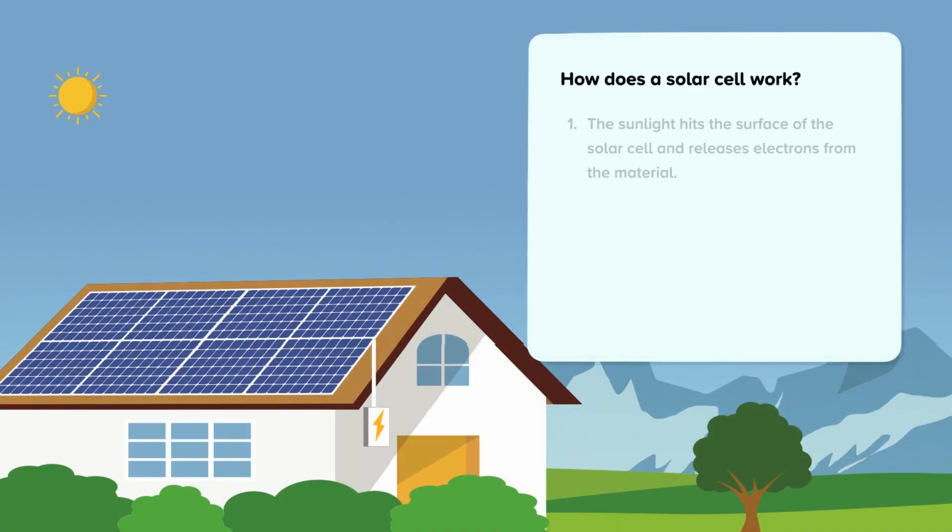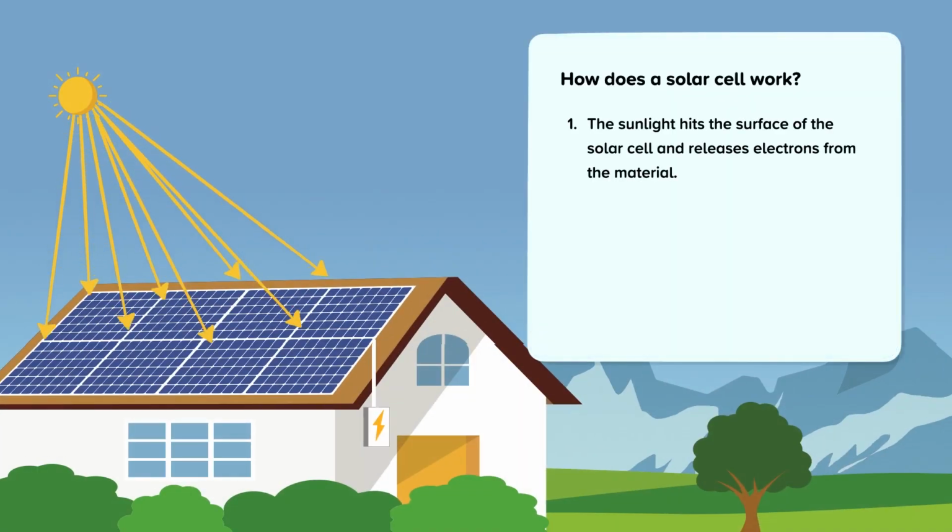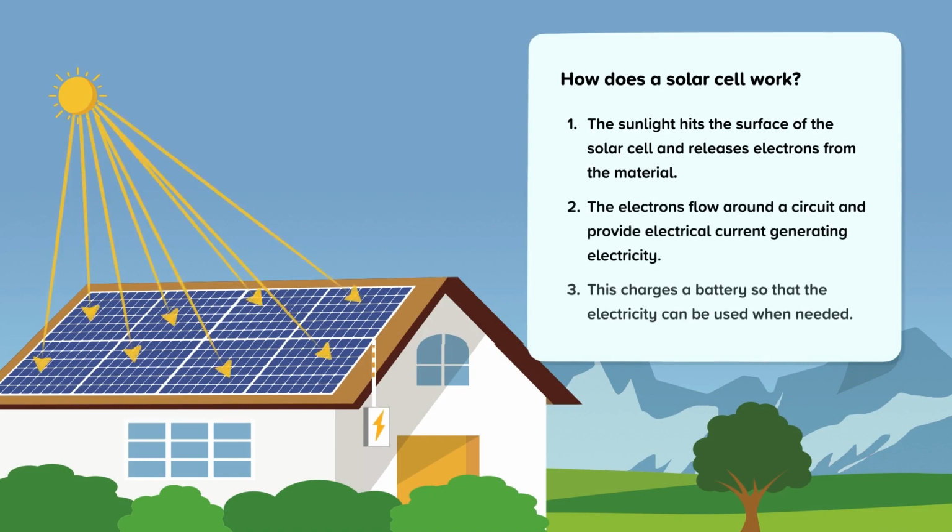How does a solar cell work? The sunlight hits the surface of the solar cells and releases electrons from the material. The electrons flow around a circuit and provide electrical current, generating electricity. This charges a battery so that the electricity can be used when needed.